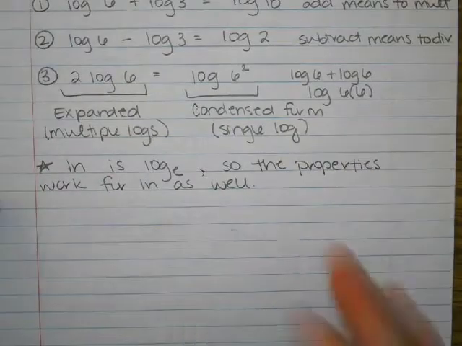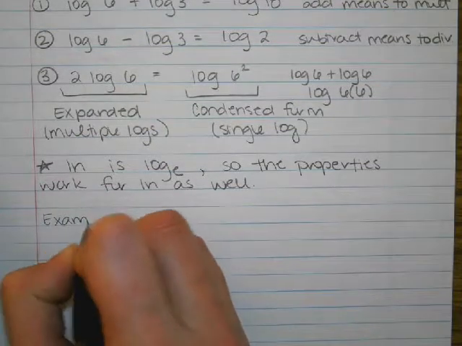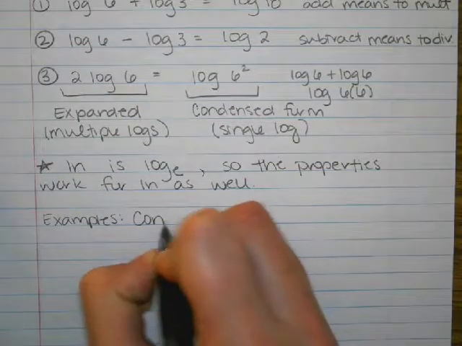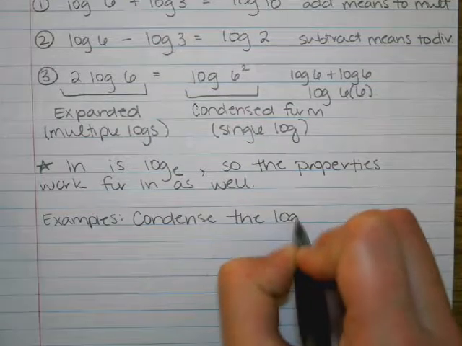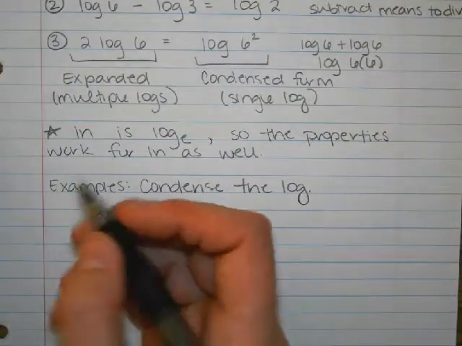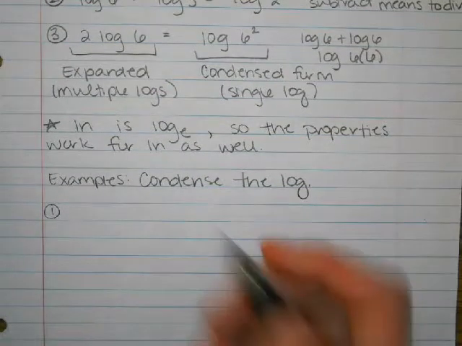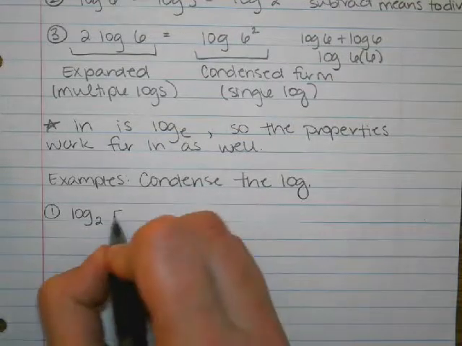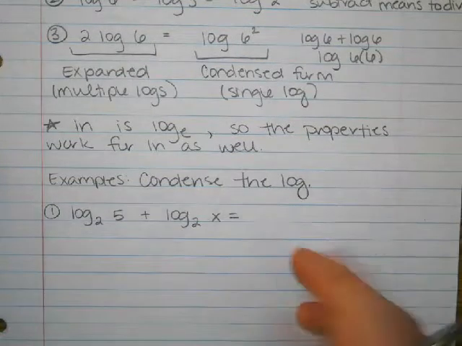So for all of the examples that we're about to do, we're going to condense the log. That's going to be our instructions. So our first example is log base 2 of 5 plus log base 2 of x.